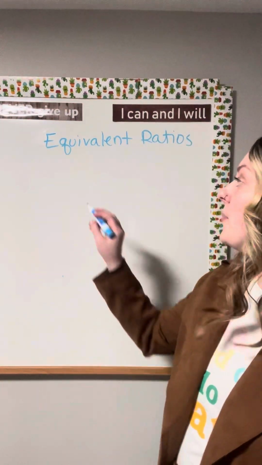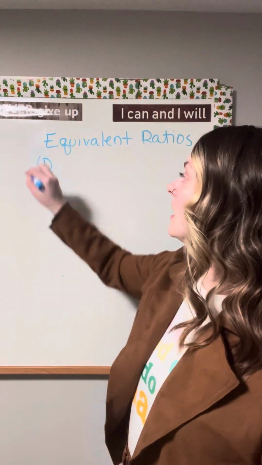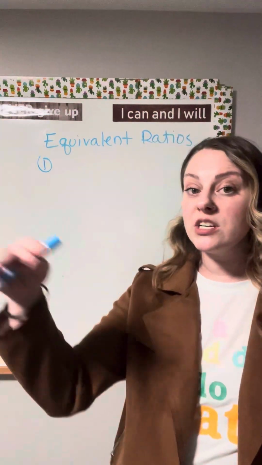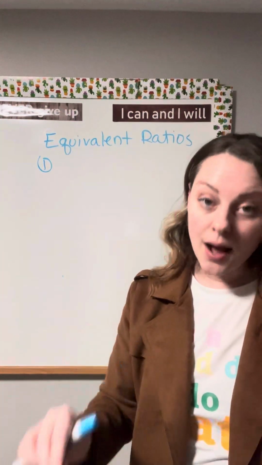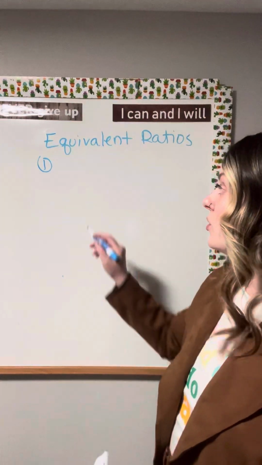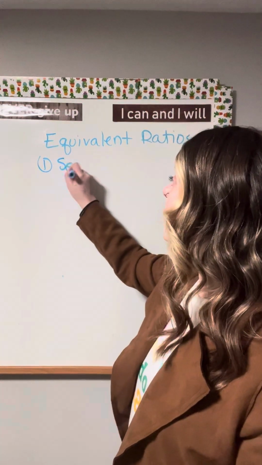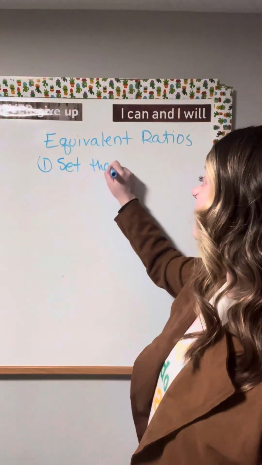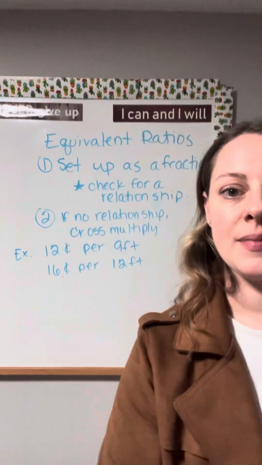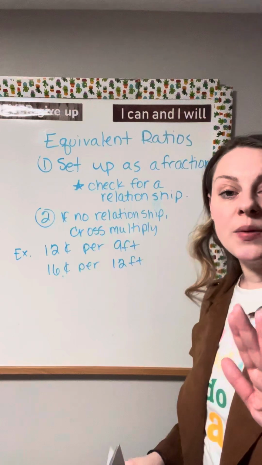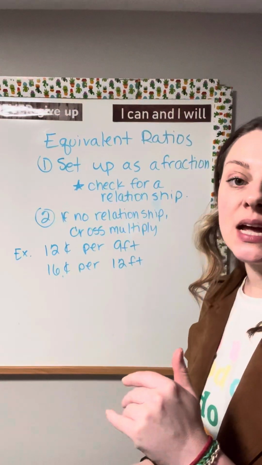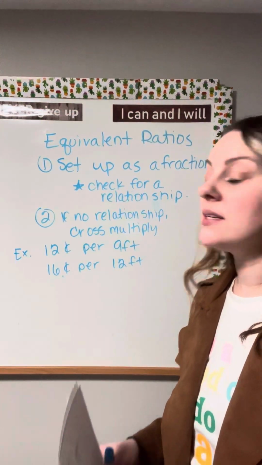So number one, when you're given equivalent ratios, or when you're given two ratios and they're like, are they equivalent or not? This is what you want to do. Number one, this is what I do. I like to set, okay, so if you want to go ahead and pause your screen and write these things down, I'm going to go ahead and walk through them and explain them to you.